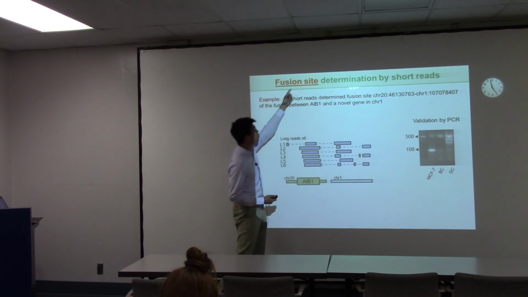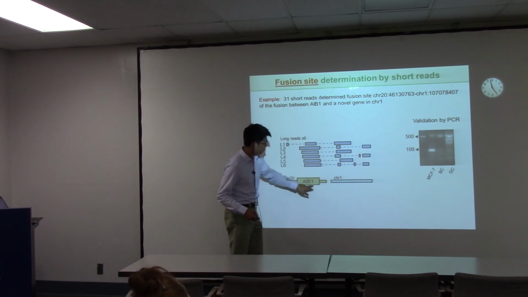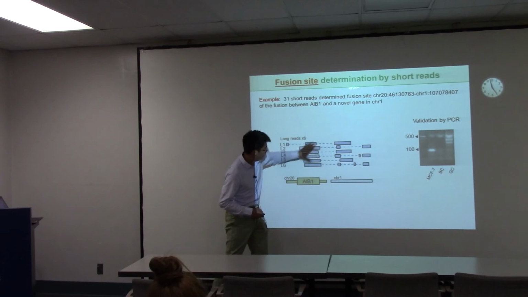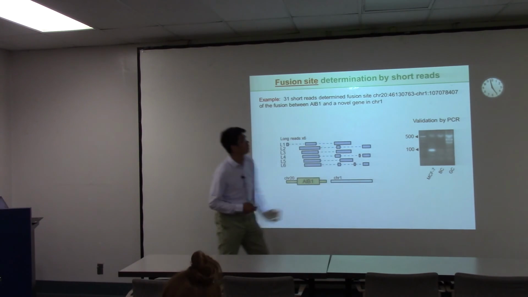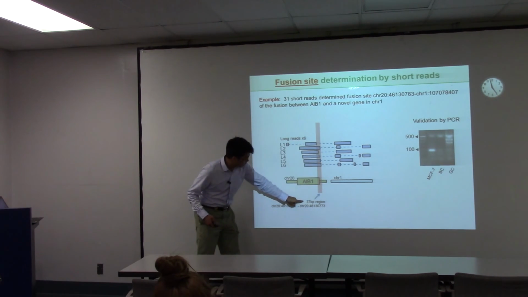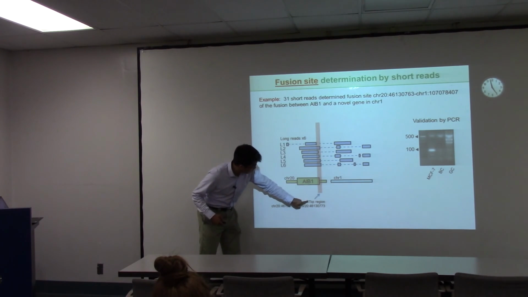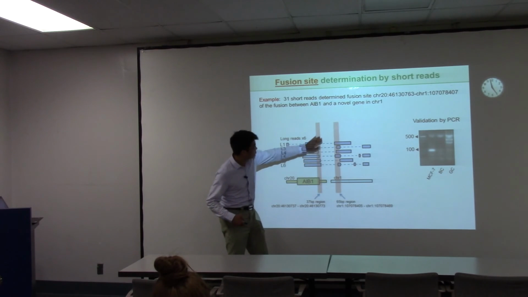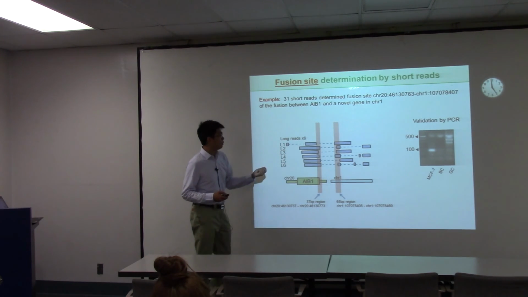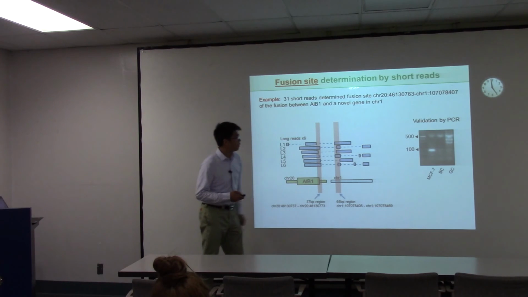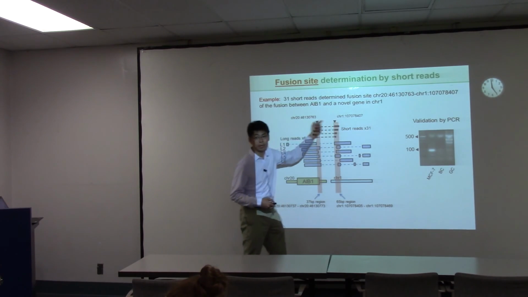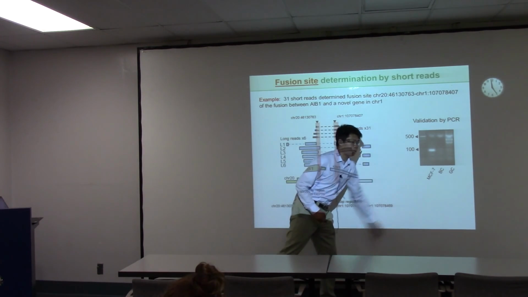In terms of fusion site determination, I'll show you an example of AIB1 and the novel gene in chromosome 1. Six long reads found this novel fusion event. When you align, part of it aligns to AIB1, part of it aligns to chromosome 1. However, the alignment ends of the 6 long reads are located in a large region, a 37 base pair region on one side and a 65 base pair region on the right-hand side. They are not consistent, so you do not know which nucleotide position is the fusion site. However, when you align 31 short reads to this region, you will find they all align to this position. So this is the fusion site, and this was validated by PCR as well.